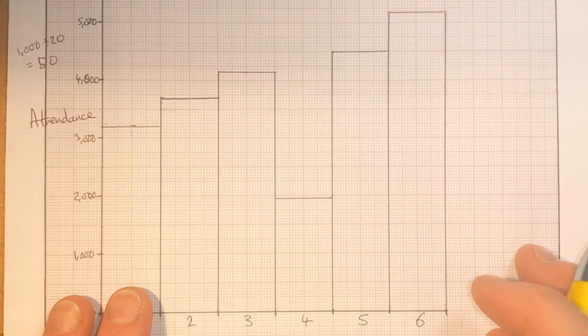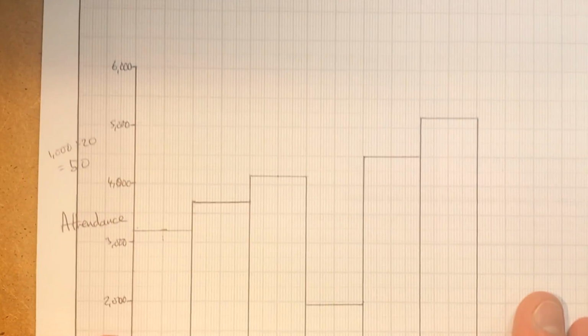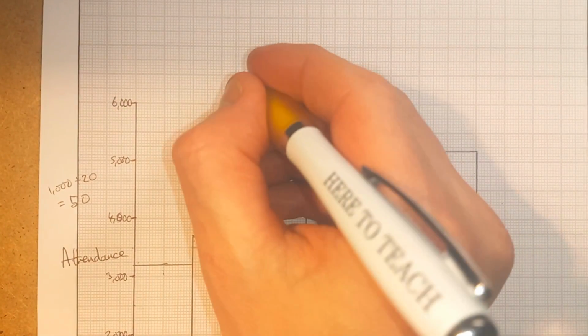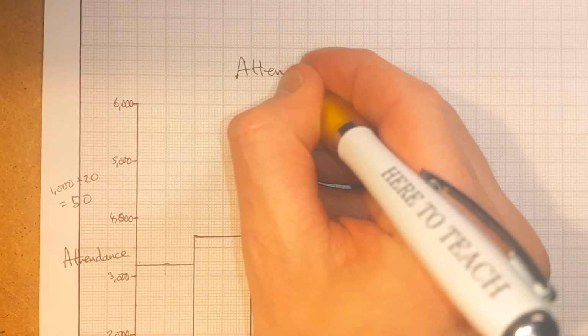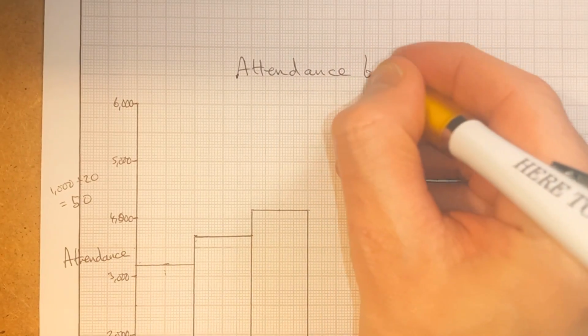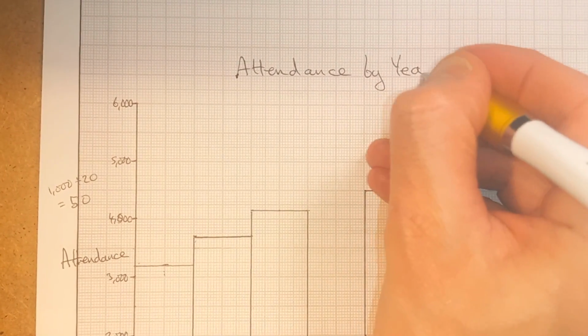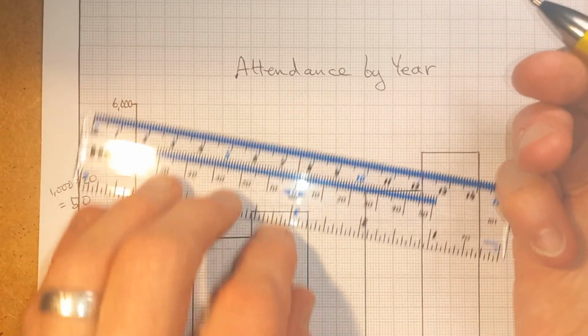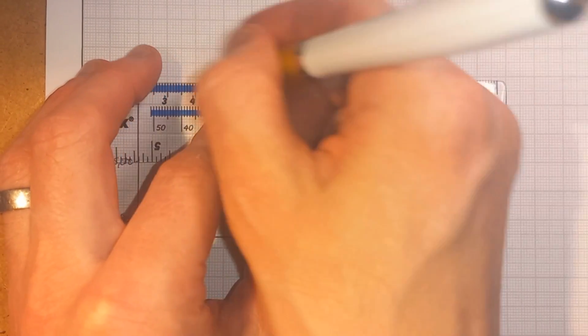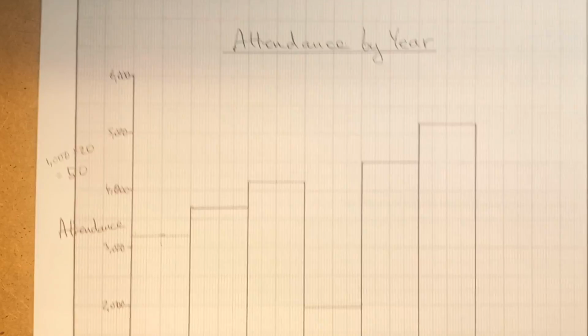Okay, and the only thing I haven't got is a title, so what can we call this? Maybe attendance by year, something like that. And let's underline that one. There we go.